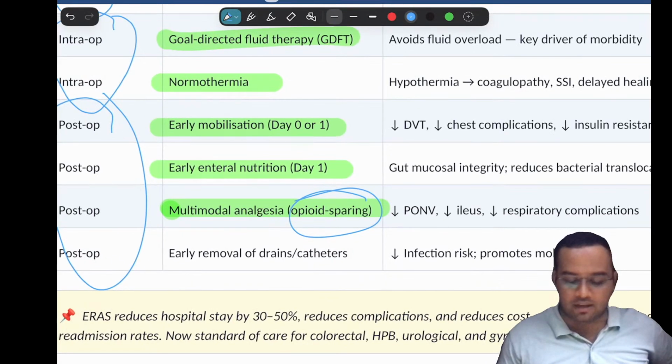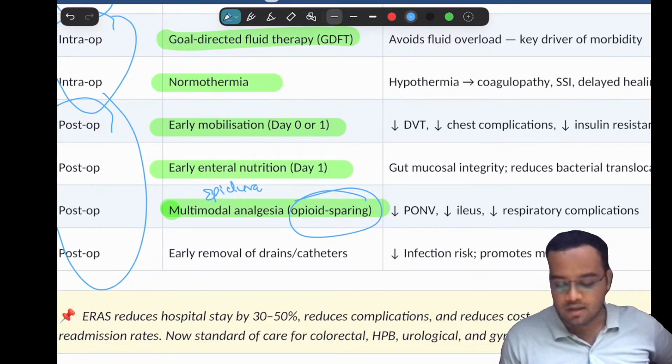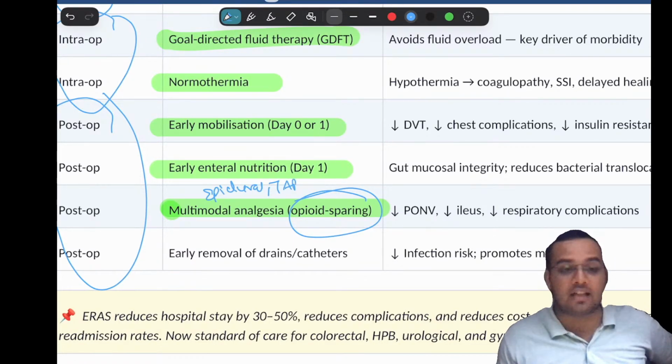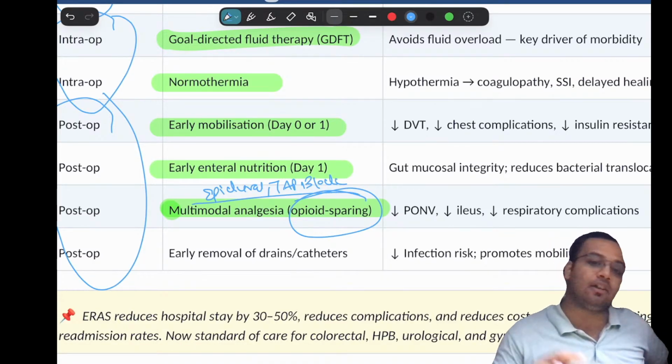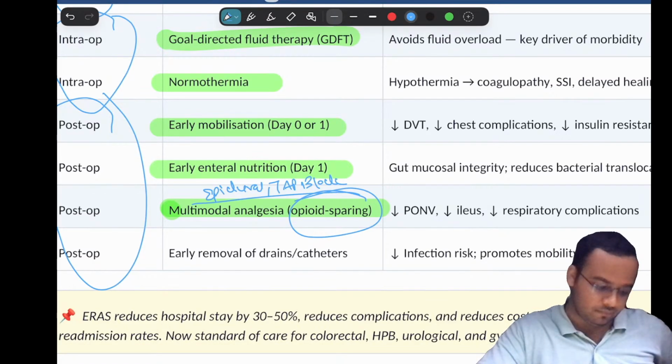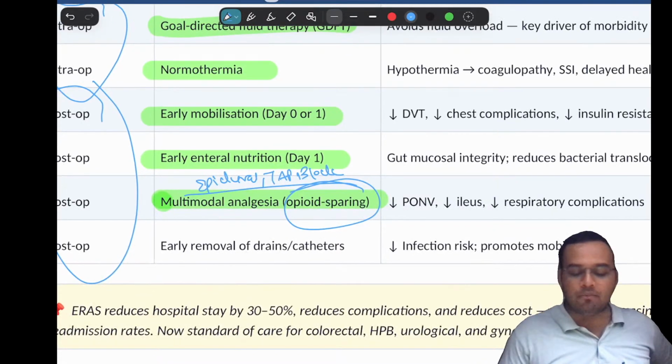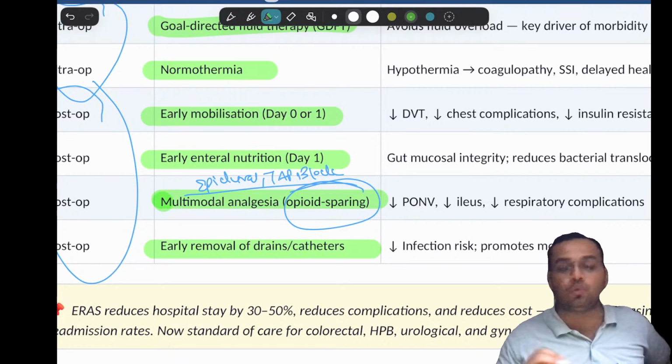You can go for epidural. You can go for TAP block, transversus abdominis plane block. So they can act locally and reduce the pain. So these are the things. And early removal of drains and catheters, because these are the source of infections.